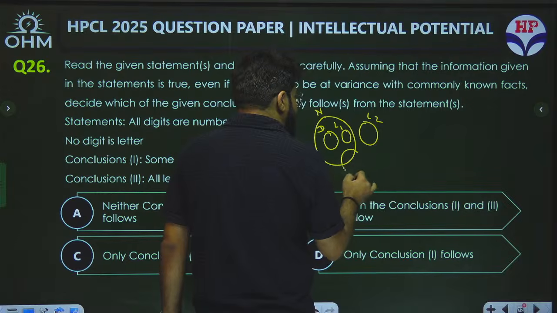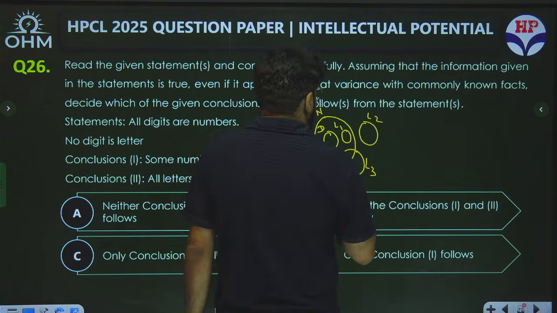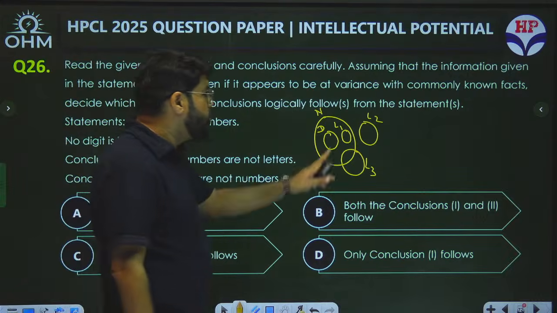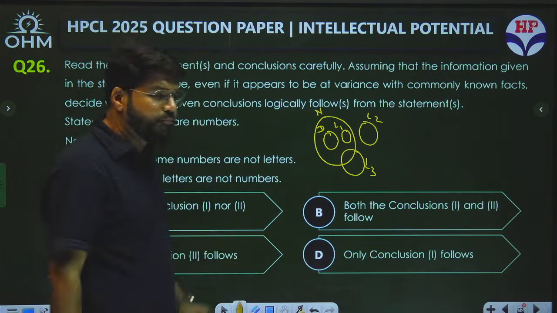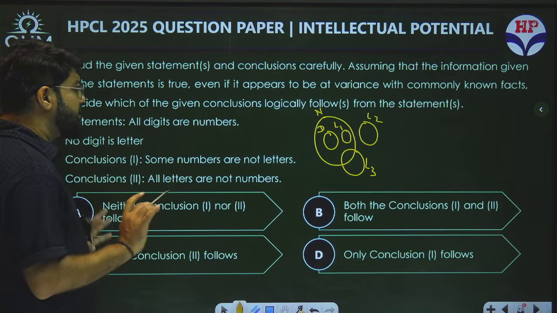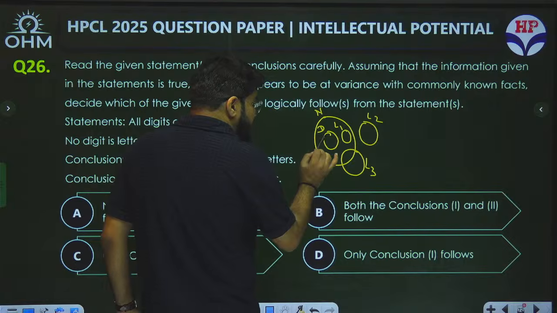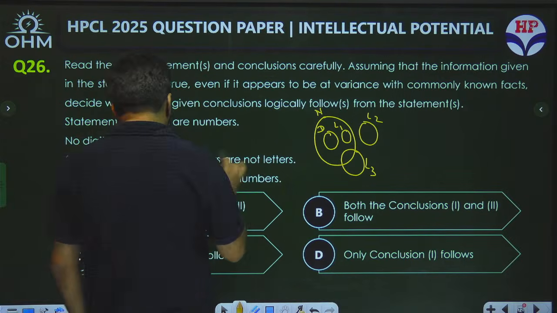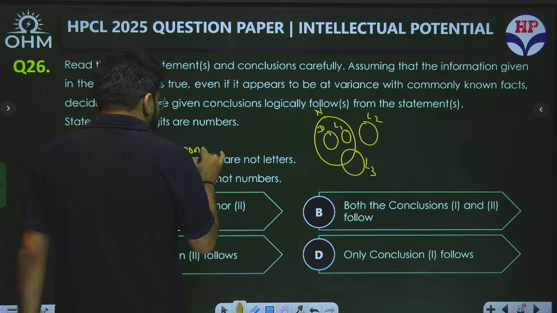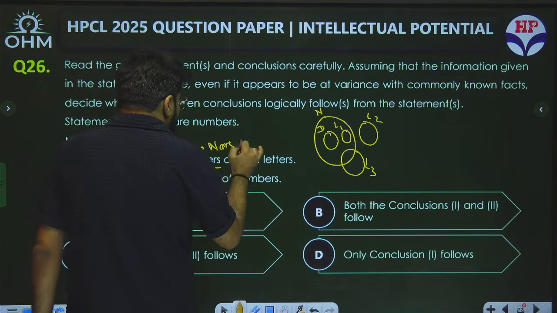So letter may be inside number, partially inside number, partially outside. That can be anything. Only thing is letter will not overlap with digit. Now, based on this, we have to see the conclusion. Some numbers are not letters. Now, see, definitely some numbers are digits. And very clearly, some numbers, as per this diagram, are digits.